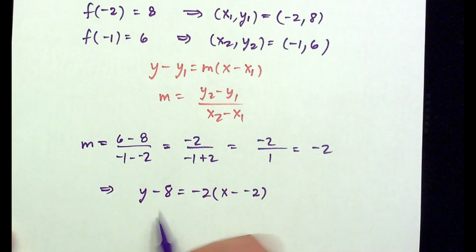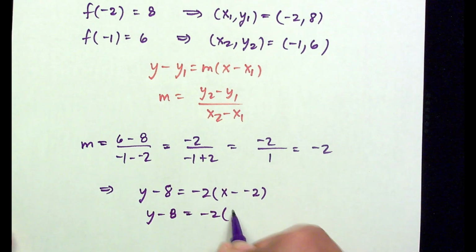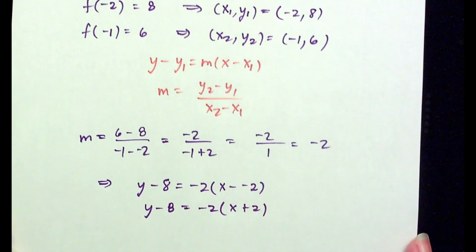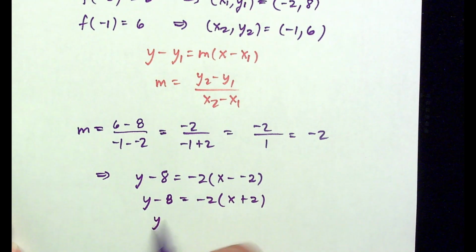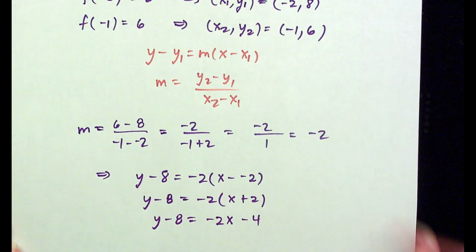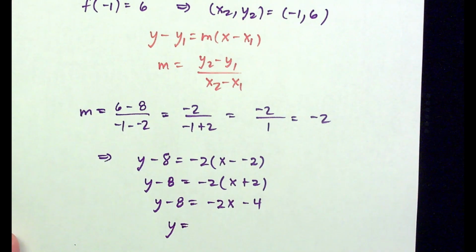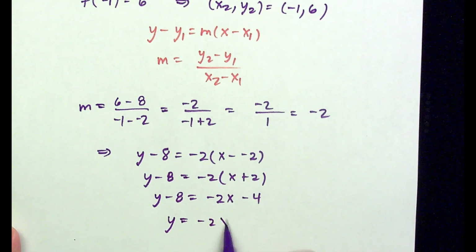Now let's solve for y. Simplify here first. Two negatives gives me a positive. Now distribute. So this will be negative 2x. Negative 2 times 2 is negative 4. And now add 8 on both sides, or move the minus 8 to the other side. It becomes plus 8. Negative 4 plus 8 is positive 4. So that's the equation of the line.